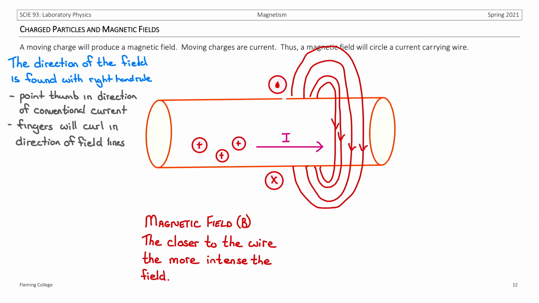And we know that with magnetic fields, the closer to the wire, the more intense the field, and the further we move away, the less intense the field.